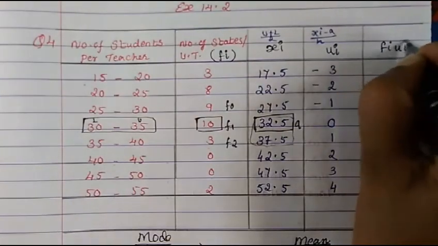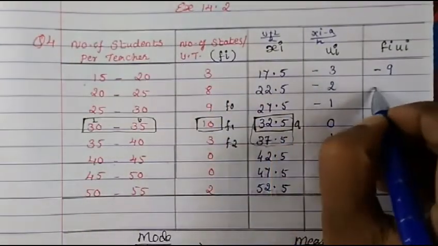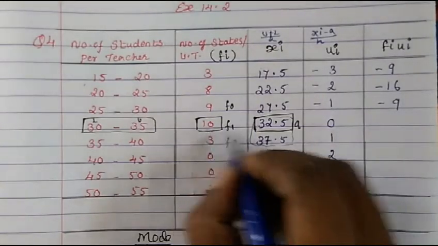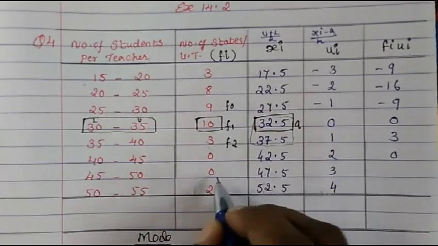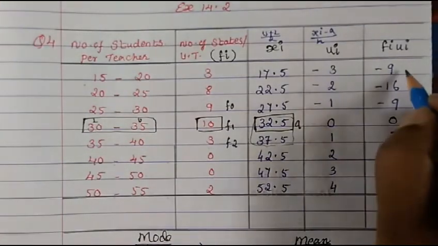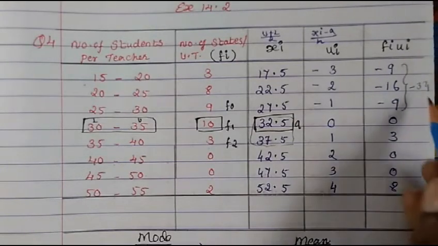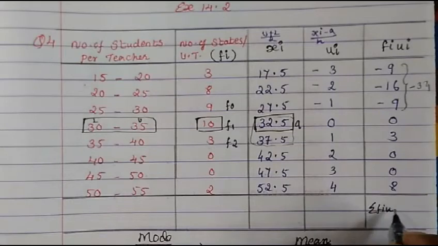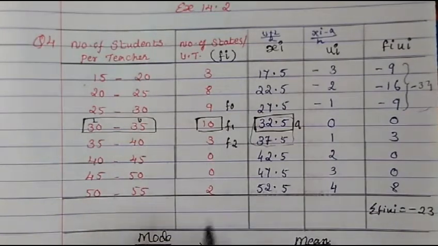Now we have fi and ui, so you multiply them. 9 into minus 1 will give us minus 9. 10 into 0 is 0. 3 into 1 is 3. 0 into 2 is 0. 0 into 3 is 0. 2 4s are 8. So let's sum up now. All the negatives together will be minus 34. Here we have 8. Minus 34 and plus 8 will give us 23, but since the bigger number is negative, it will be minus 23. So summation of fi ui is minus 23.